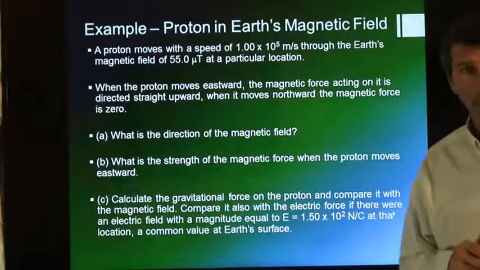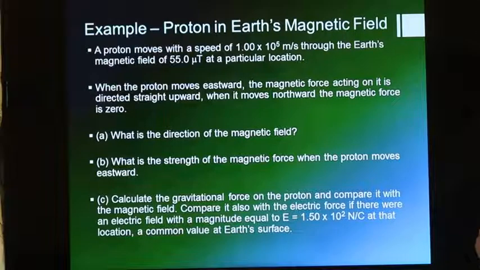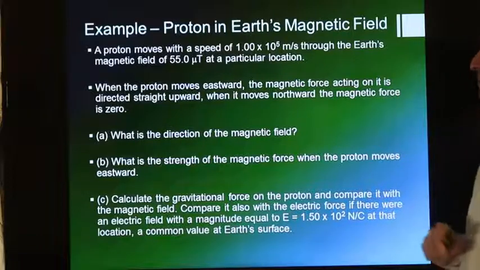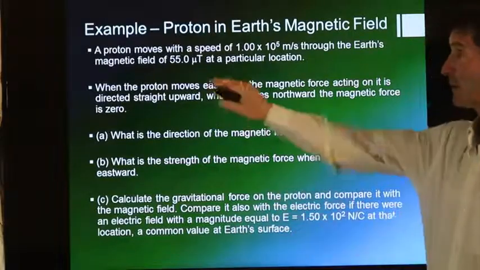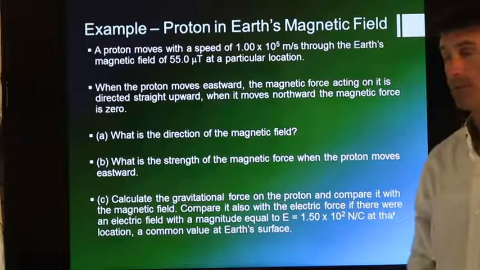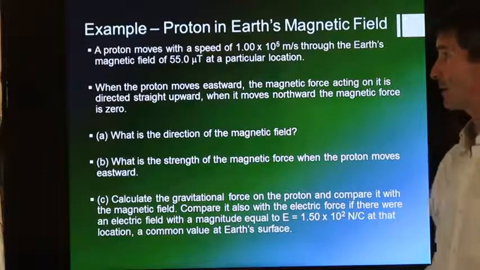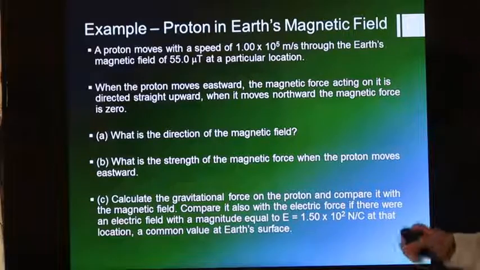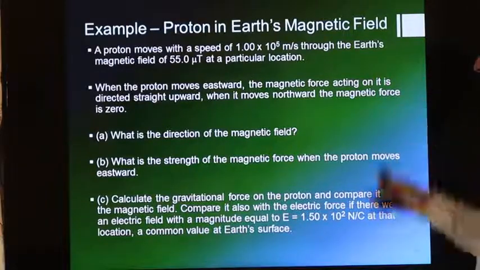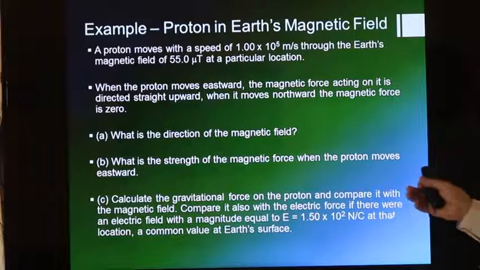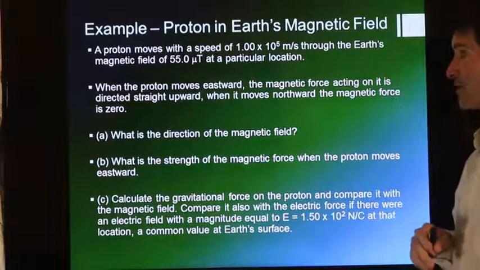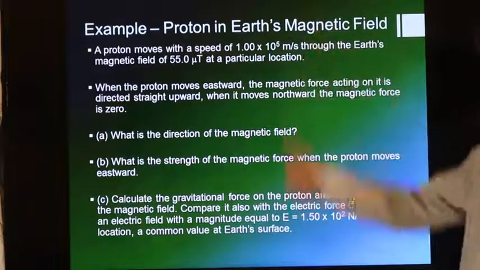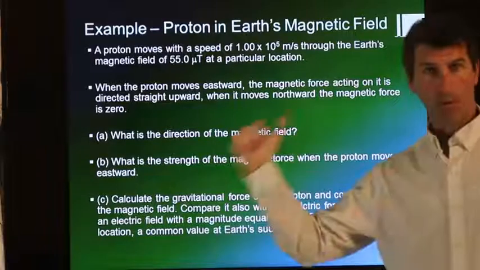Let's take a look at a problem here. We have a proton moving with a speed of 10^5 meters per second through the Earth's magnetic field. Now, the Earth's magnetic field is about 55 microtesla at a particular location. Let's say this proton is above the atmosphere. As the proton moves eastward, the magnetic field acting on it is directed straight upward. So we can imagine here's our Earth, north is going this way, the proton is moving eastward.